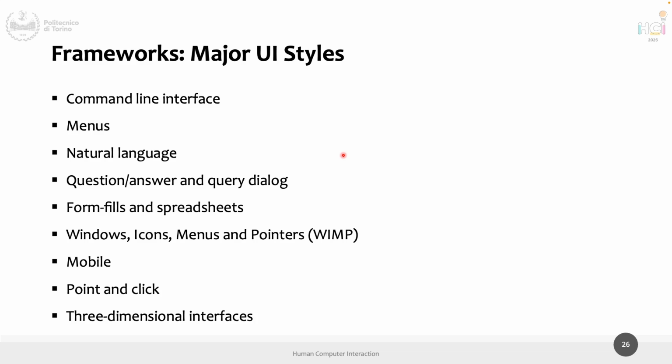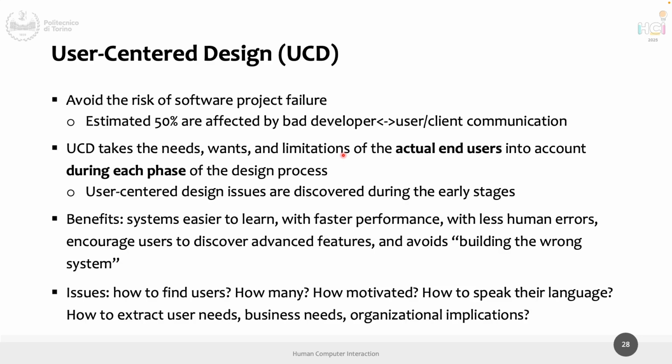Point and click is also a kind of game. Point and click is a paradigm where you point with a mouse and click, and there are also kinds of games that are point and click. And then three-dimensional interfaces: virtual reality, augmented reality, all the stuff there. These are the major user interface styles, which have their own rules and characteristics, of course.